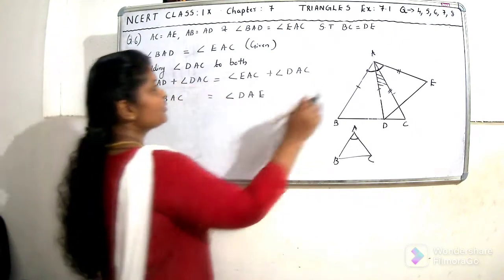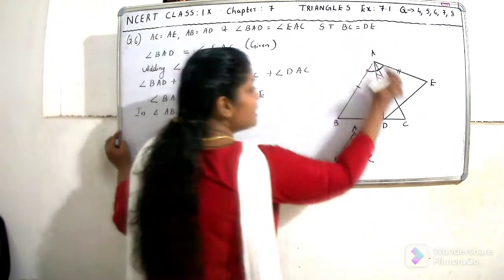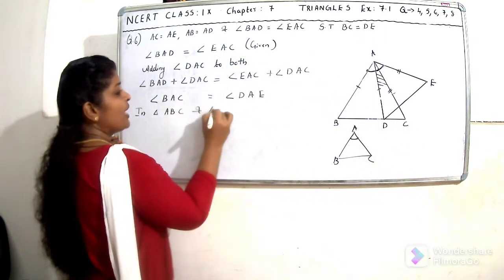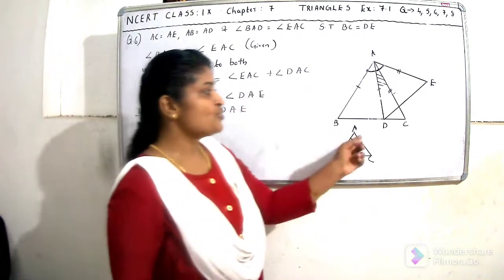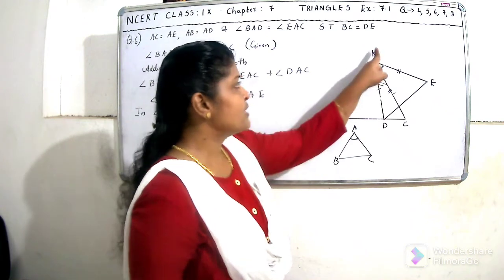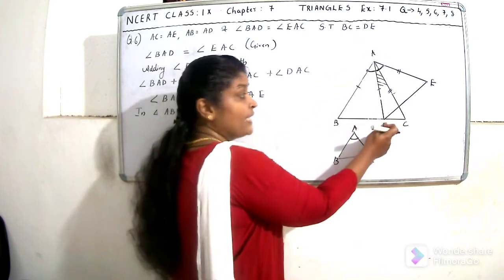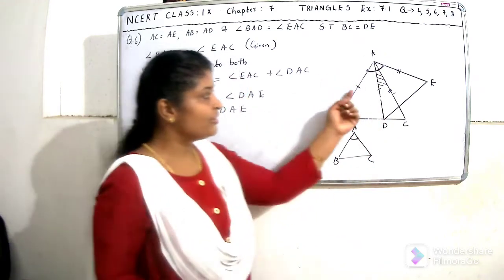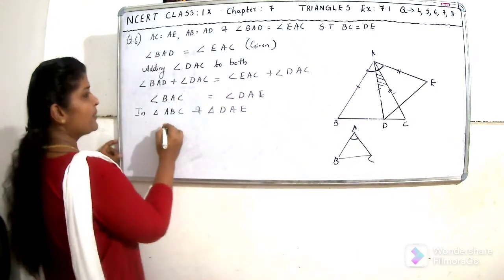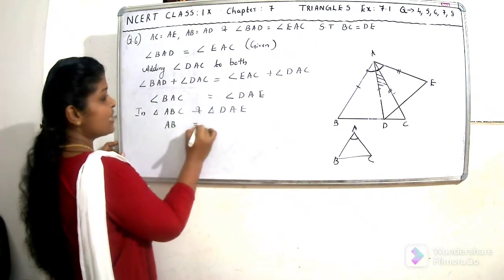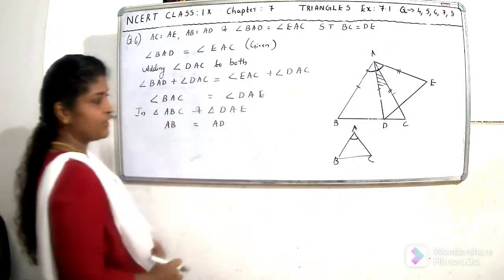Now we are considering the two triangles: triangle ABC and triangle DAE. In these two triangles, AB is equal to AD, because AB is the side of the first triangle and AD is the side of the second triangle. They are consecutive, but they are sides of two different triangles. So we can take AB is equal to AD.